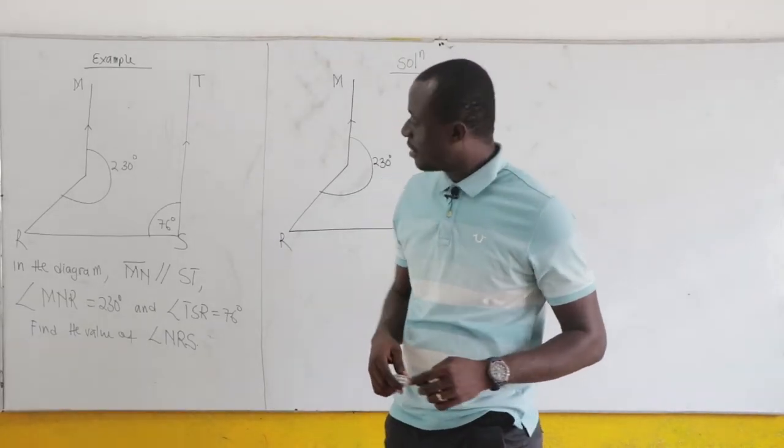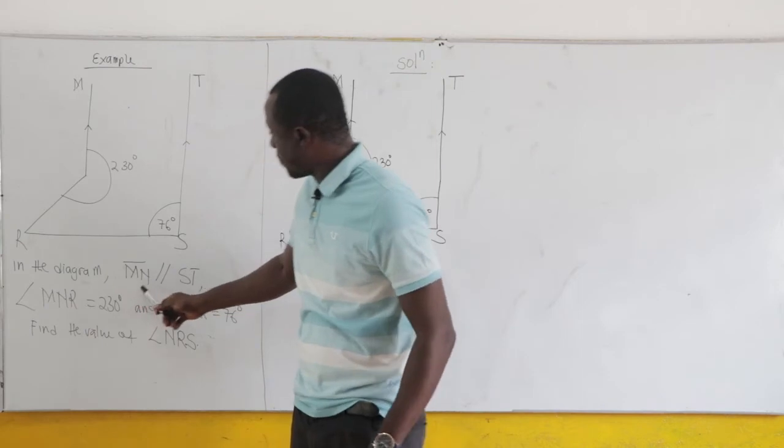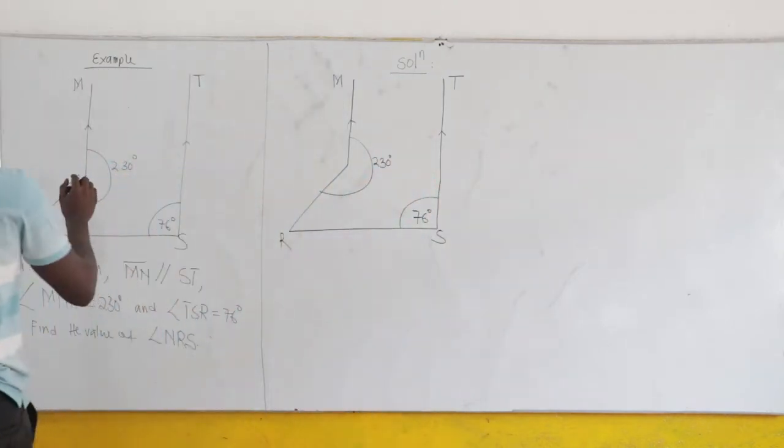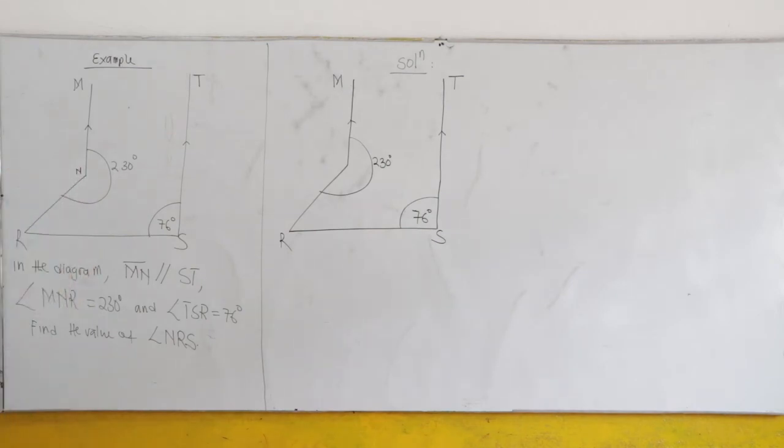Now let's consider this nice example. It says in the diagram MN is parallel to ST. And then MNR is 230 degrees, and TSR is 76 degrees.